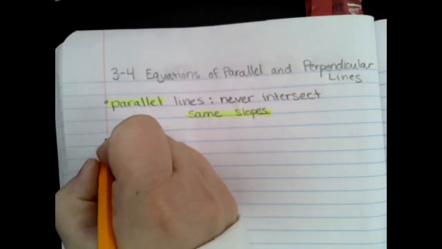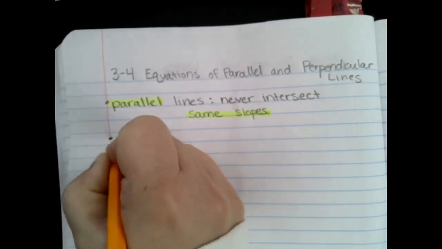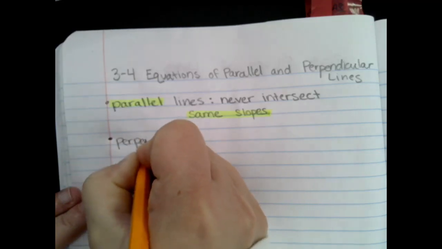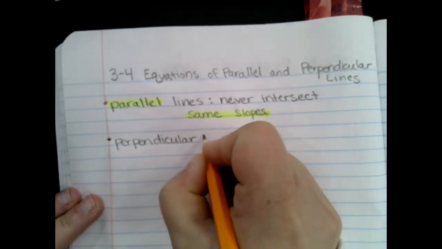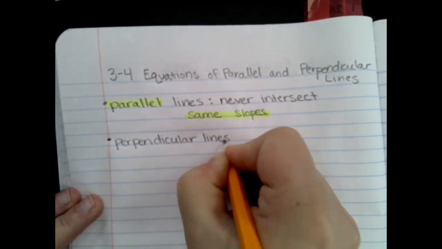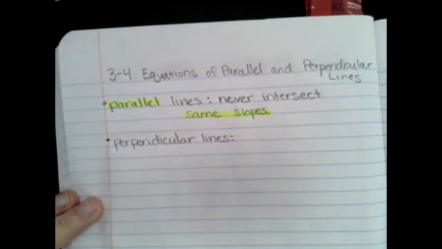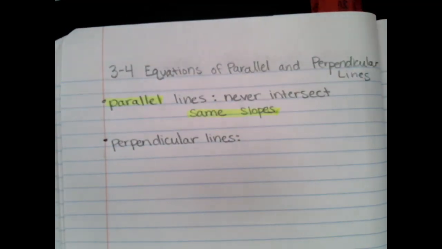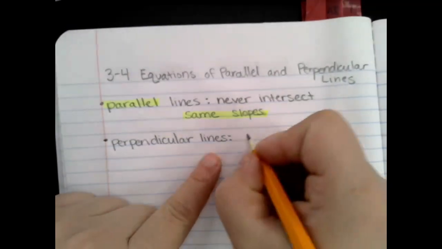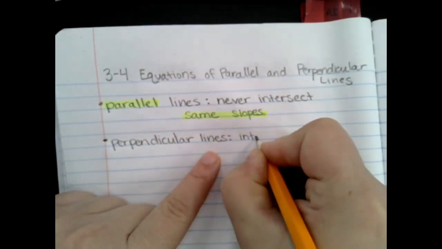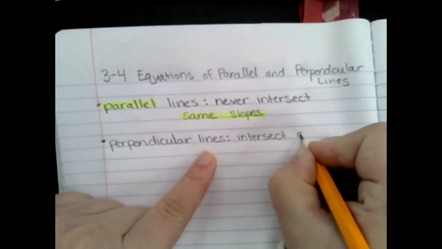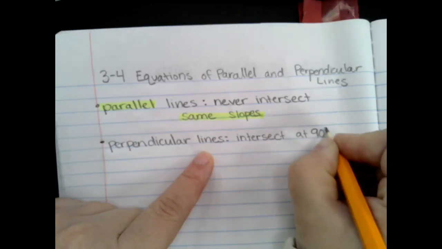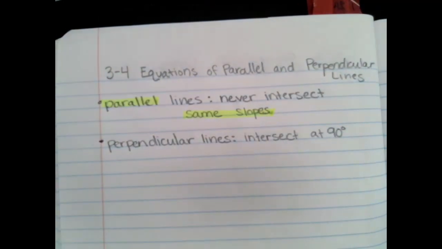All right, next up we have perpendicular lines. What does it mean if two lines are perpendicular? Good, they meet at a 90-degree angle. I'm going to use again that word intersect, but if you want to use meet or cross or touch, they intersect at a 90-degree angle, or at a right angle, you could even use.